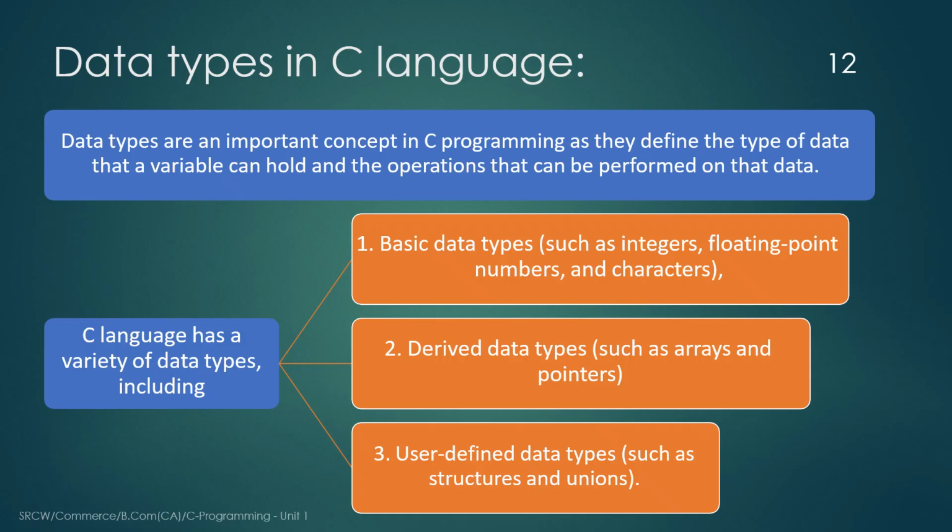Data types in C. C supports different data types that define the type of data a variable can store. These include basic types like integer, float, and character, derived types like arrays and pointers, and user-defined types such as structures and unions. Choosing the right data type is important for efficient memory use and correct operation.